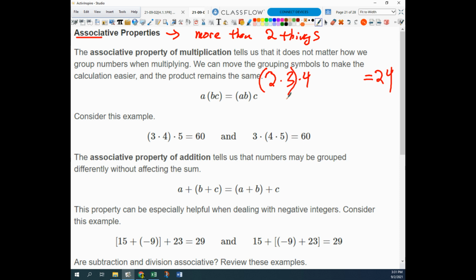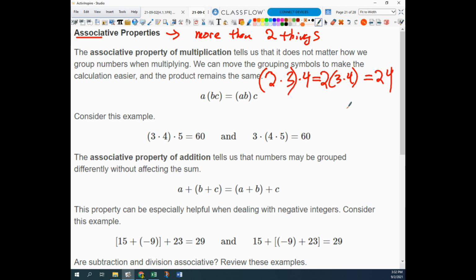2 times 3 is 6 times 4. So we could group the 2 and the 3. Or what else could we maybe do? What do you think? Sure, yeah, we could group the 3 times 4 and then multiply by 2. Agreed? Doesn't make any difference. We can associate or group those any way we want to when we're multiplying more than two things.